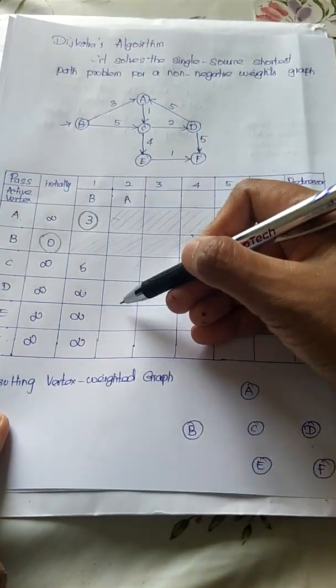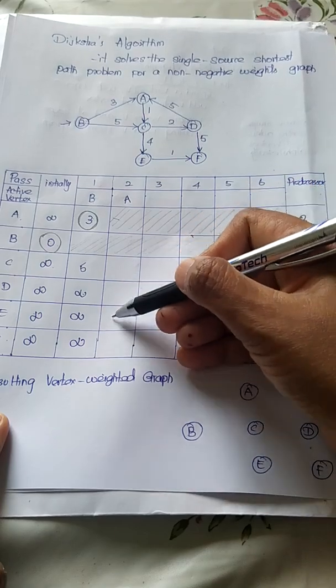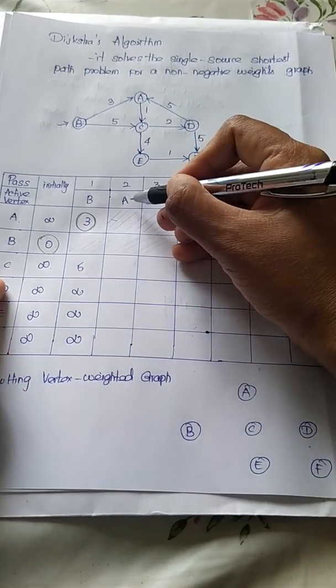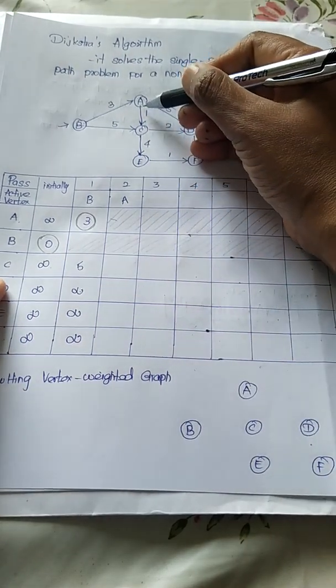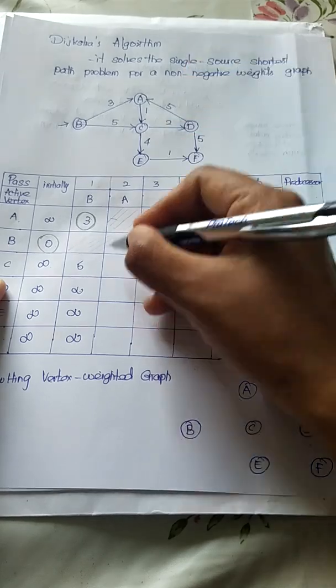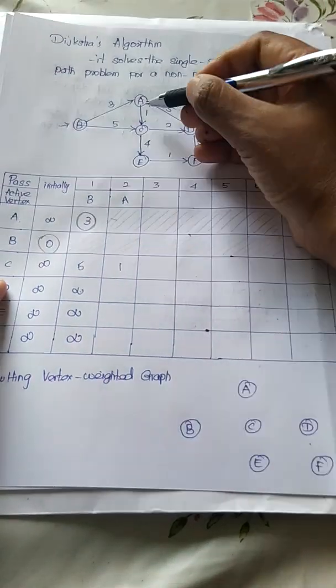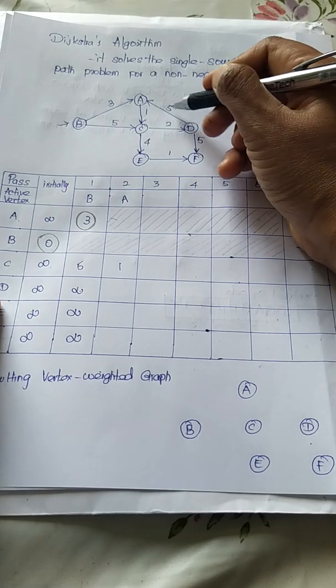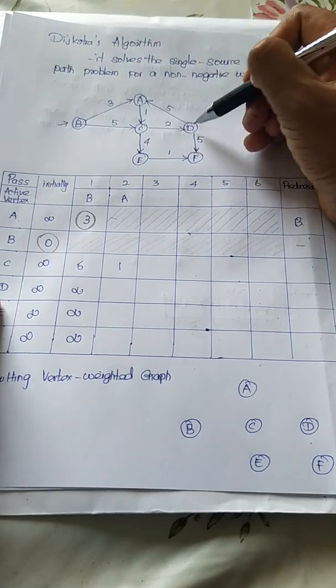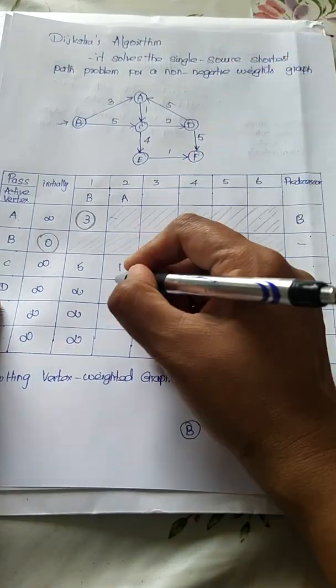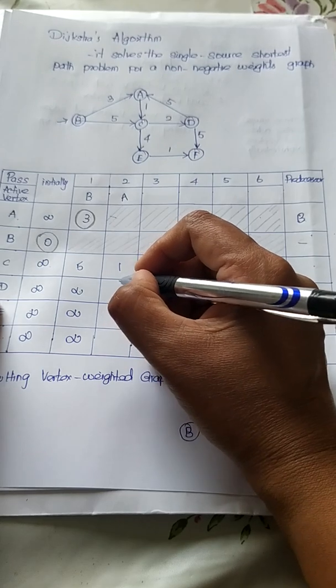So this row is already finalized. Now concentrate on C, D, E, F. From A to C, do you have any edge? Yes. A to C, the cost is 1. A to D, there is no A to D. This is D to A.